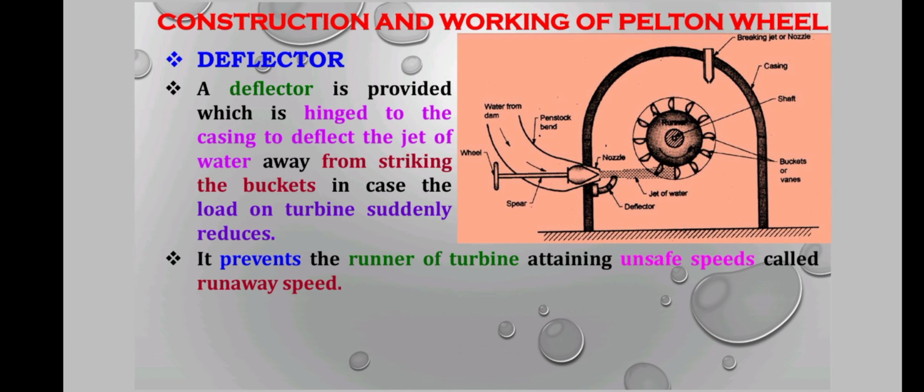And the deflector. A deflector is provided which is hinged to the casing to deflect the jet of water away from striking the buckets in case the load on the turbine suddenly reduces. It prevents the runner of the turbine from attaining unsafe speeds called runaway speeds.